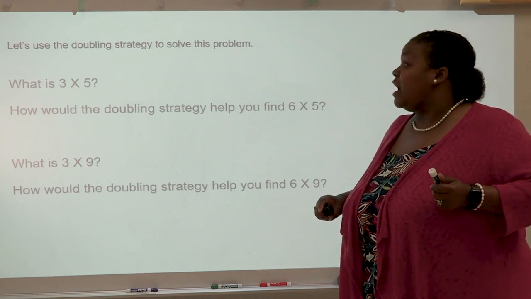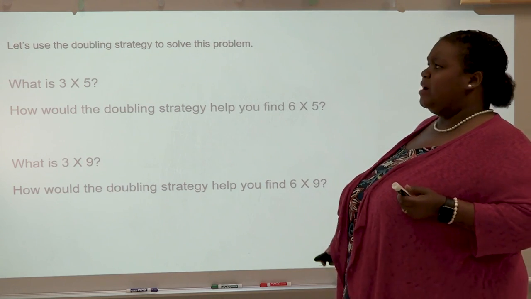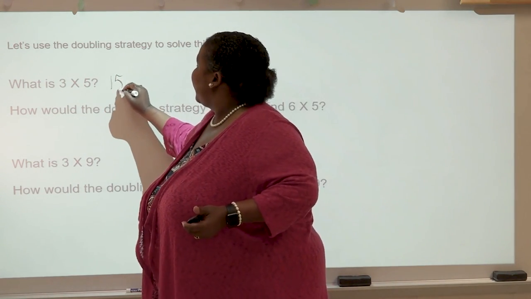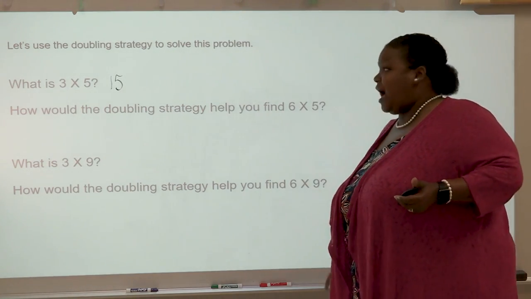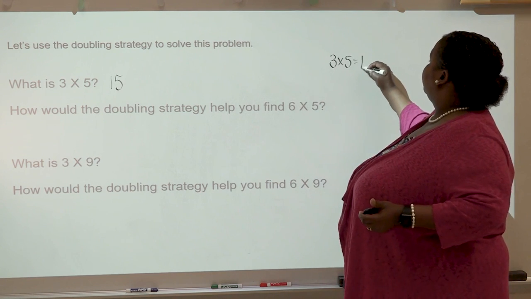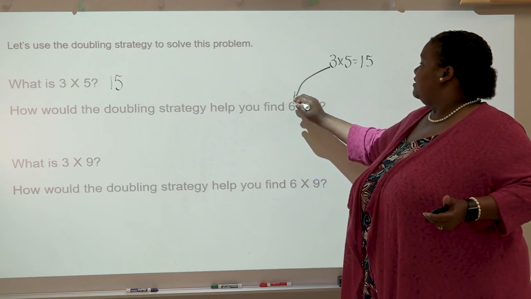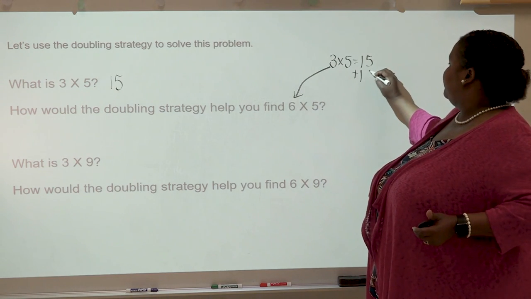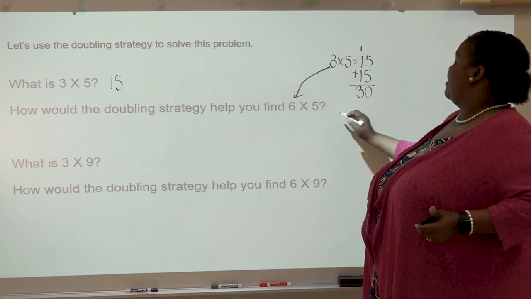Let's use the doubling strategy to solve this problem. What is 3 times 5? And I know you said 15. How would the doubling strategy help you find 6 times 5? So again, if 3 times 5 equals 15, and 6 is a double of 3, I could say 15 plus 15 equals 30.